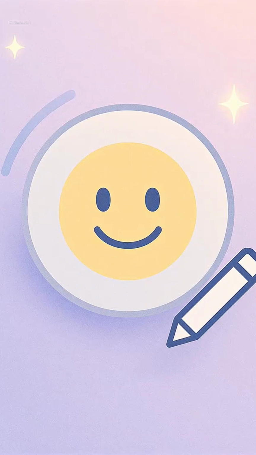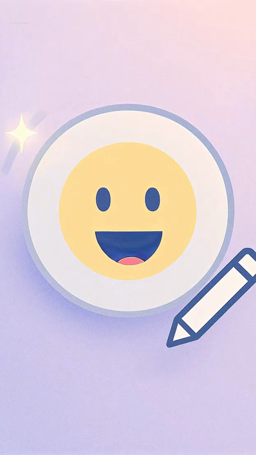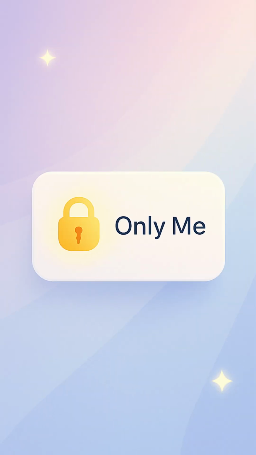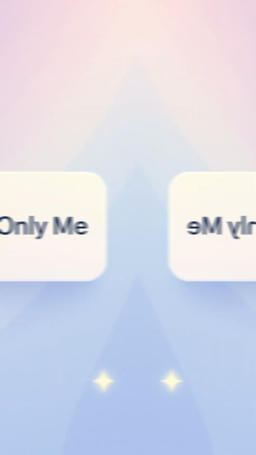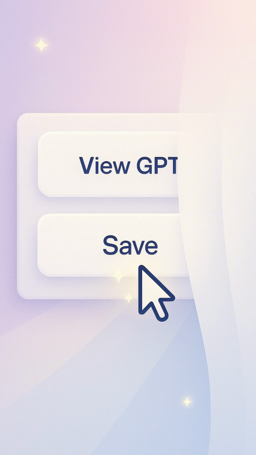Then it shows a profile picture. You can change it or leave it as is. It doesn't affect how your GPT works. Click the Create button. Now it'll ask who you want to share it with. Keep it simple for now. Set it to Only Me. That keeps your GPT private while you test it out. Then hit Save. You'll get a link you can copy, but you don't need to share it yet.